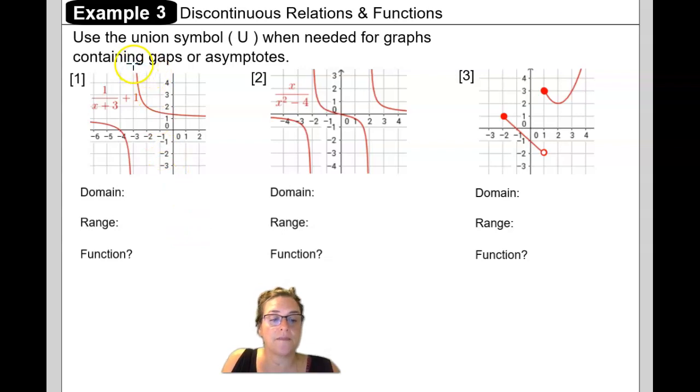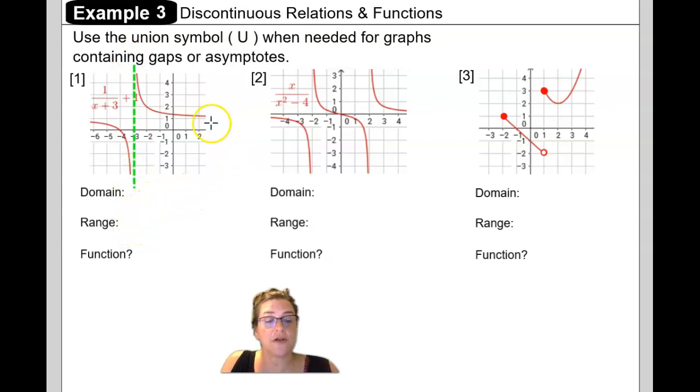So if you recall from Algebra 2, we would draw those in as dashed lines, but they didn't really exist on the graph. We just showed that break in the graph with a dashed line.